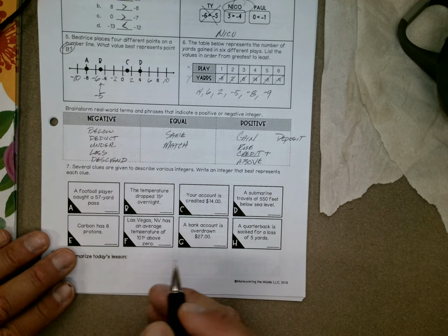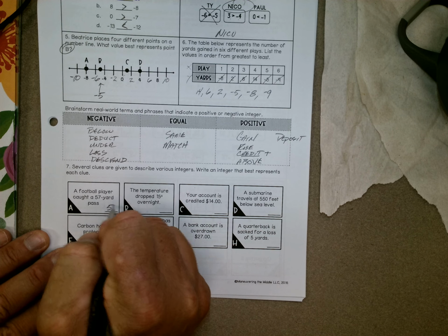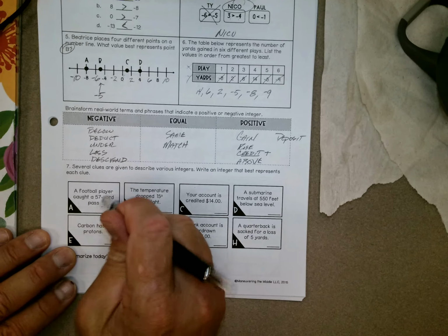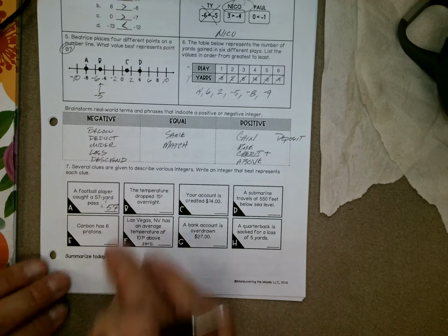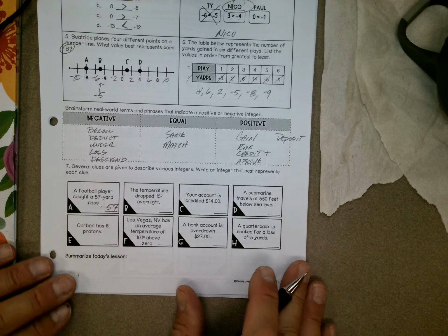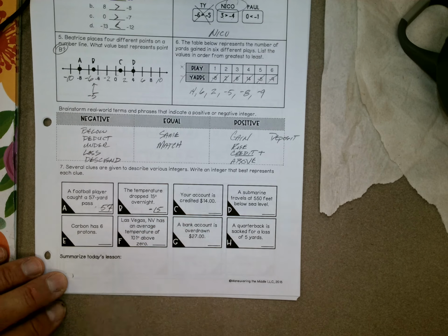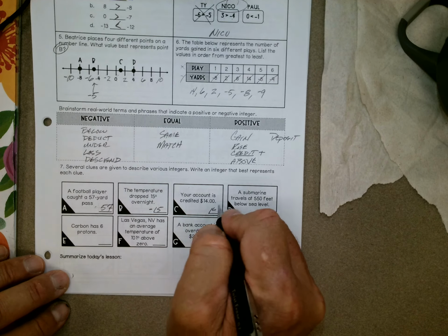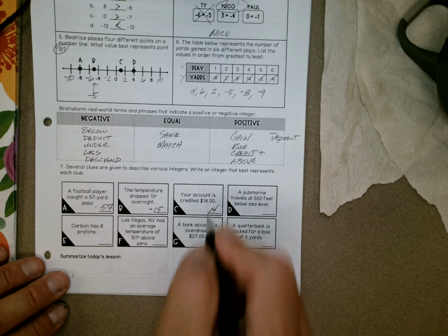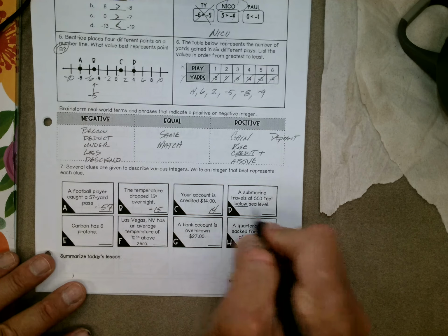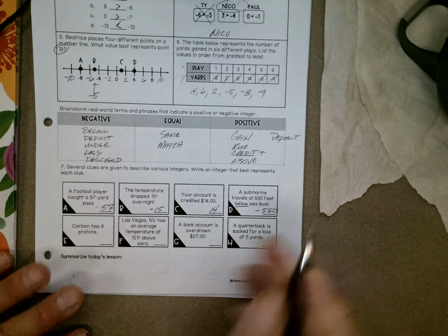A football player caught a pass for 57 yards. That's 57. Now, we don't say plus 57, we just say 57. If there's nothing in front of the number, it's given that it's positive, right? The temperature dropped 15 degrees overnight. Dropped, negative. The account is credited $14. Again, when I get a credit, they're putting money back into my bank account, which is what I like, yes. A submarine travels 550 feet below sea level, negative 550.